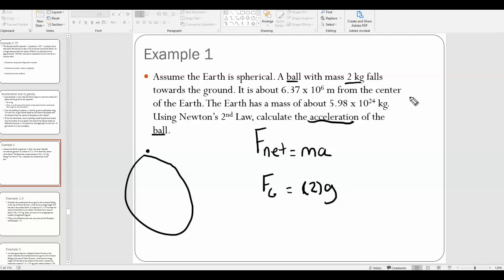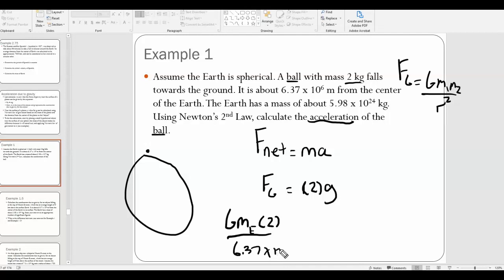And on the other side, I'm going to use Newton's law of gravitation. That's G m1 m2 divided by r squared, where r is the distance from the center of the Earth to the ball. So on that side of the equation, I have G times the mass of the Earth times the 2 kilograms of the ball divided by the distance between the center of the Earth and the ball, which is given as about 6.37 times 10 to the 6 meters.